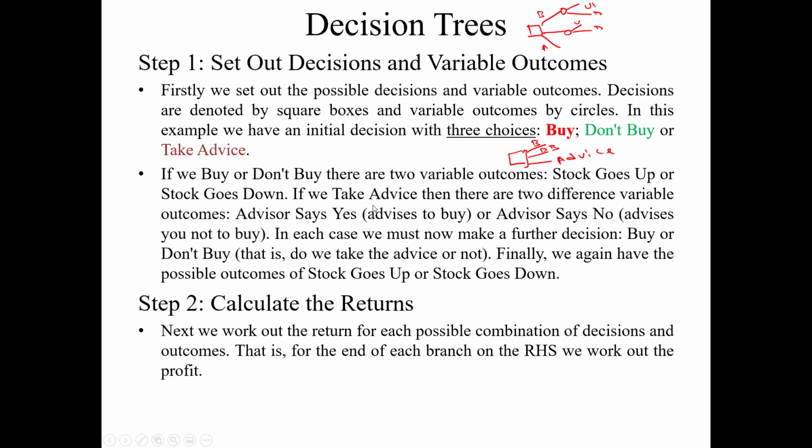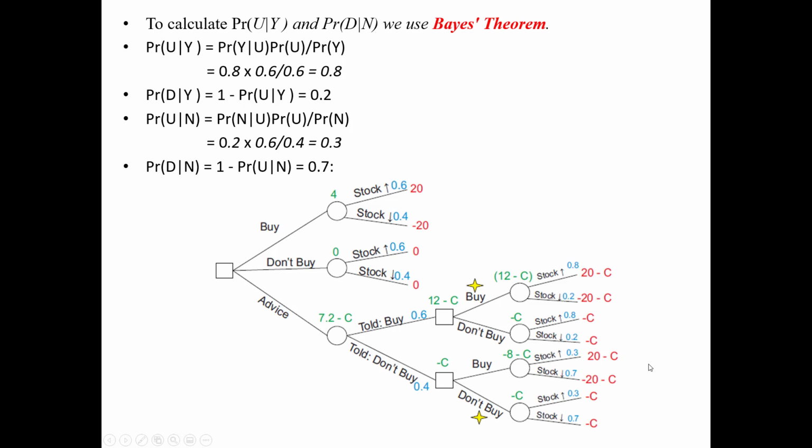But if you go for advice, then there are two different variable outcomes. The advisor says yes, advises to buy, or the advisor says no, advises you not to buy. In each case, we must now make a further decision, buy or don't buy. That is, do we take the advice or not? Finally, we again have the possible outcome of stock goes up or stock goes down. So in step two, when we complete this decision tree, we will calculate the returns. Next, we work out the returns for each possible combination of decision and outcome. That is, at the end of each branch, on the right hand side, we work out the profit. So this is the basic decision tree which we construct from the given example.